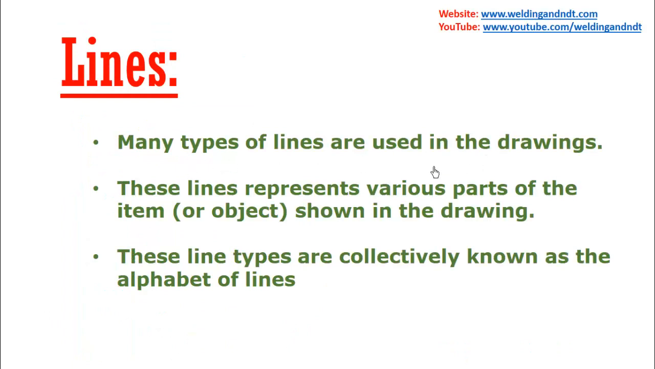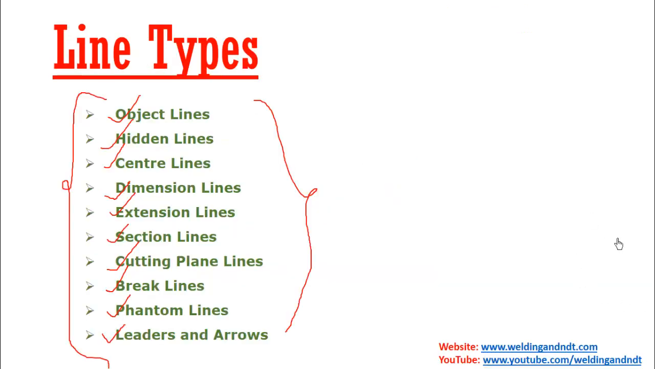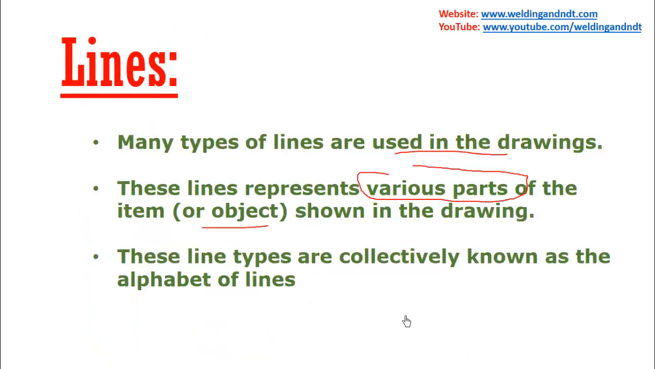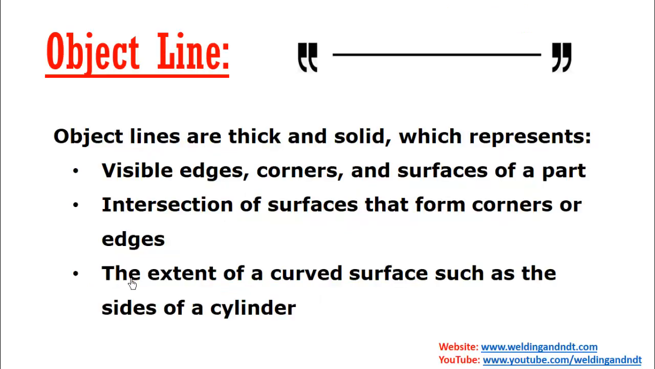Many types of lines are used in the drawings, and these lines represent the various parts of the object. All these 10 lines are collectively known as the alphabet of lines. So in engineering drawing terms, these lines are collectively called the alphabet of lines. We'll start with the first, that is the object line.